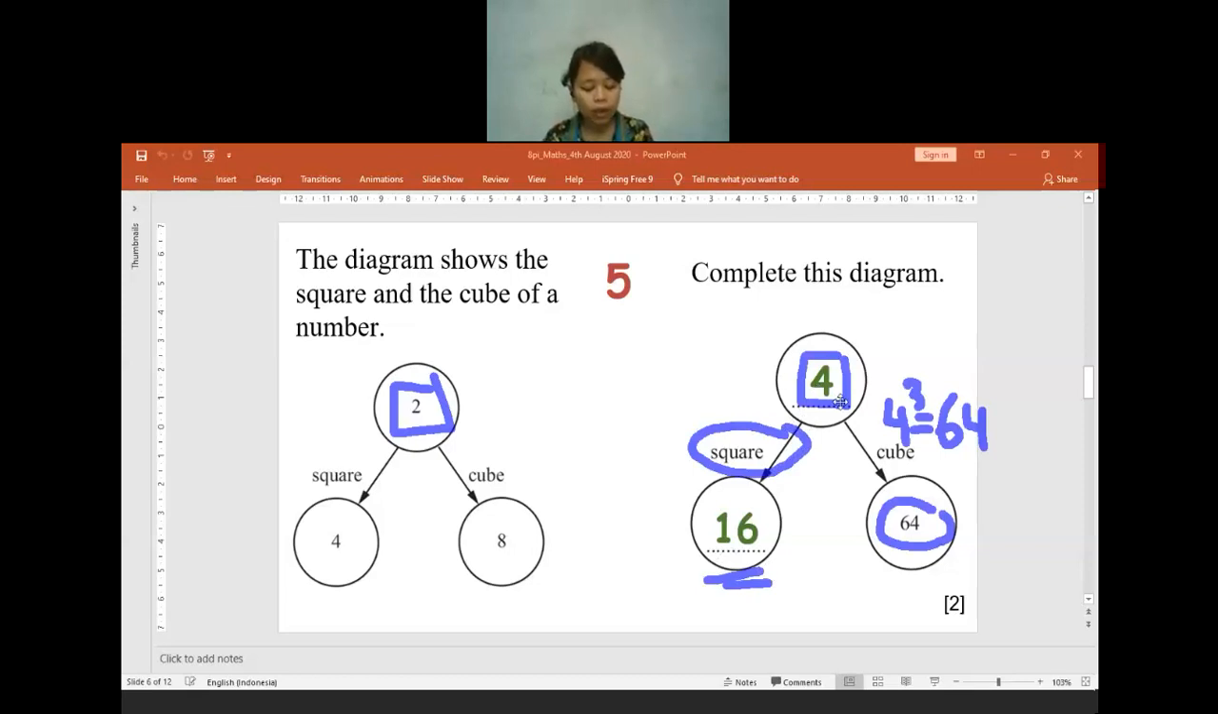Is there anyone having any confusion or difficulties? Hello? Is there anyone who is confused? No? Okay. If you have no confusion, I will move to the next question, question 6.